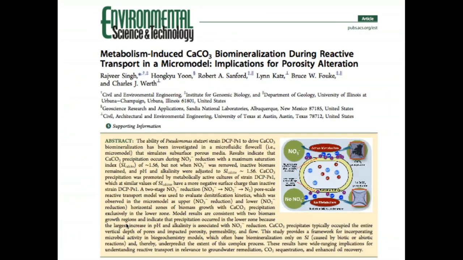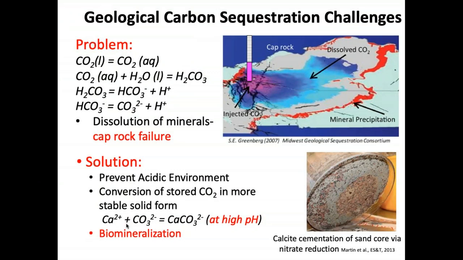The first example I wanted to go over is this paper that we published, where we were looking at different processes. In geological carbon sequestration, if you put this condensed high-pressure CO2 in deep subsurface reservoirs, it starts mixing with the brines and makes the brine acidic. Because of the acidity, there is a possibility that it might start dissolving the cap rock or any area where there is a fault, and the injected CO2 might just come out on the surface because of the acidic conditions that the CO2 creates. One way to deal with that is obviously to prevent the formation of the acidic environment.